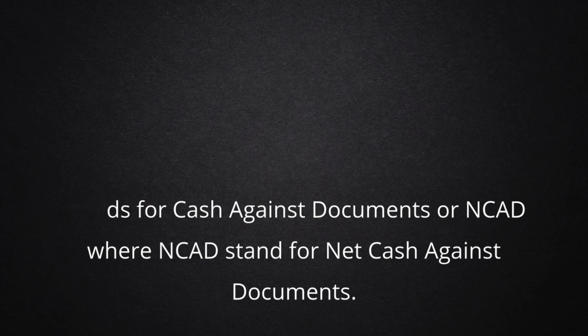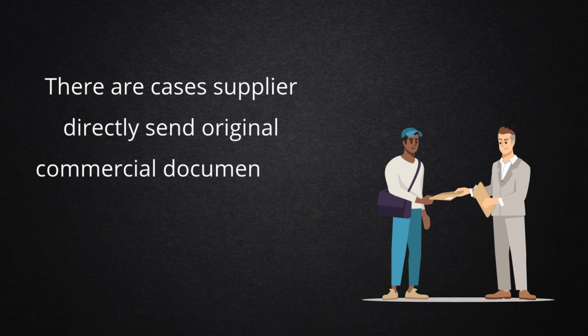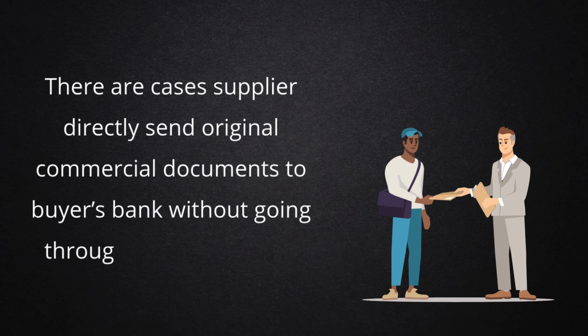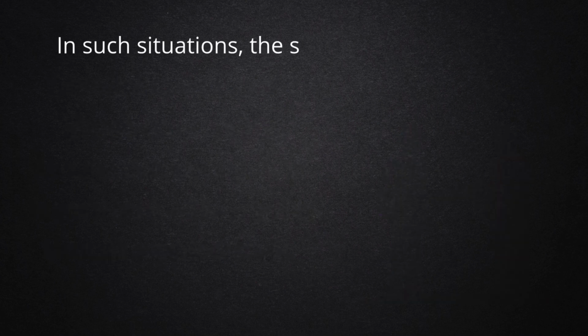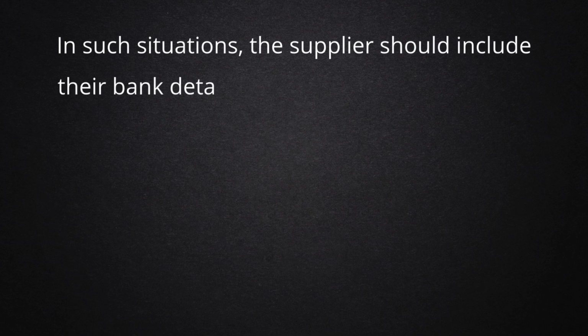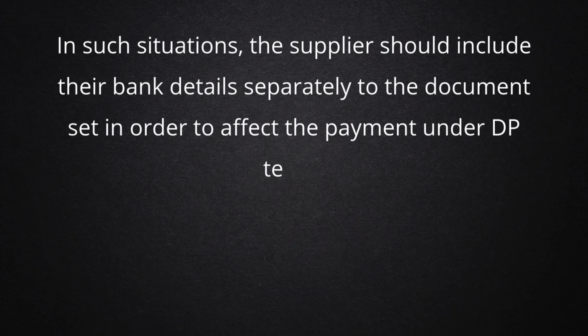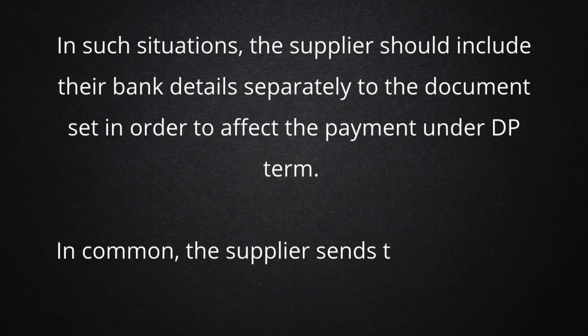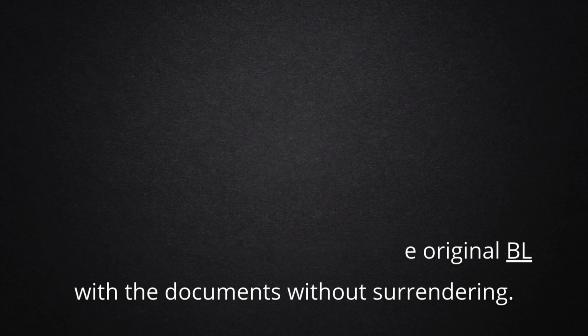There are cases where the supplier directly sends original commercial documents to the buyer's bank without going through the supplier's bank. In such situations, the supplier should include their bank details separately in the document set in order to effect the payment under the DP term. In common, the supplier sends the original BL with the documents without surrendering.